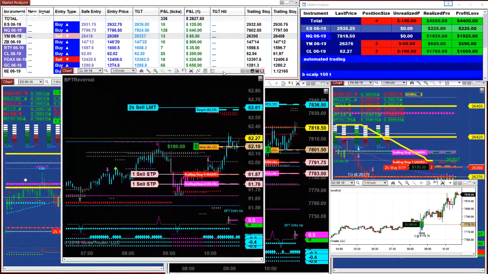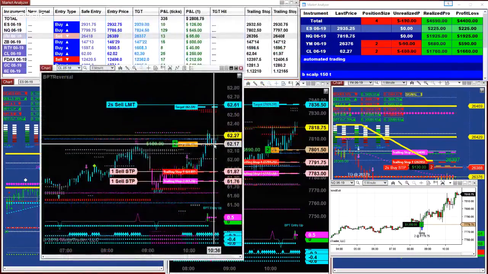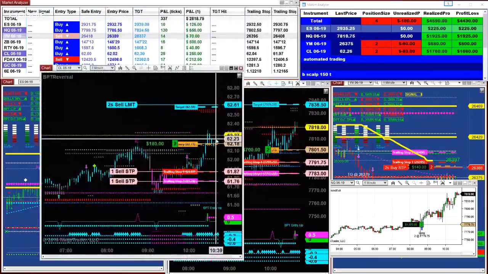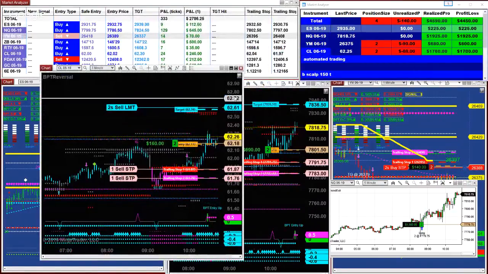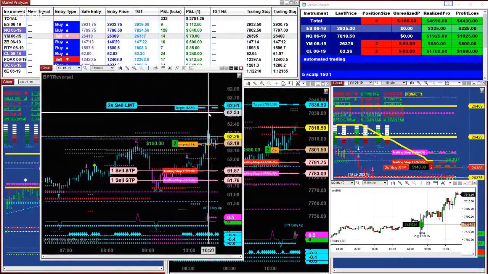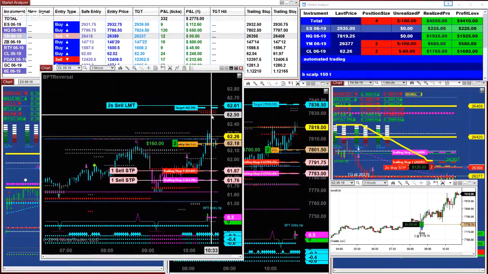On the CL, we got a little pullback from the entry price, and now we broke the 62.23. I think we are on a free ride all the way up to the target. There is a double resistance at 62.52, so we will take it out at 62.51. 62.51 is your target on the CL.